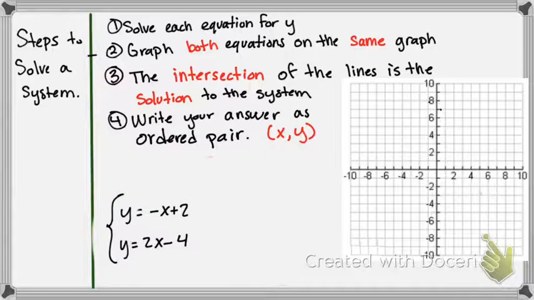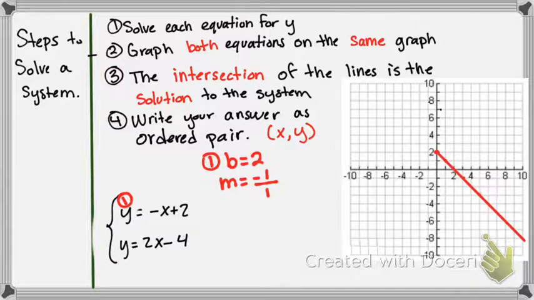This is an example of a system. It has these little brackets to show that the equations are in the same set. If we look at equation number 1, our b is 2 and our m is -1. Remember, we can't do rise over run with a whole number, so we put it over 1, and that's what we use to graph our first line. We start at 2 and go down 1 over 1 until you can tell where your line is going to be. That is our line for number 1.